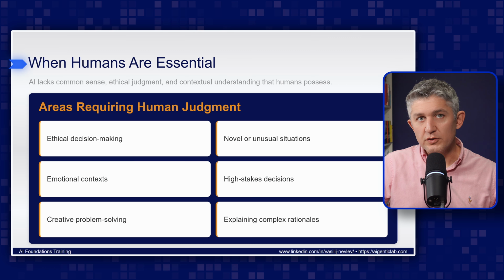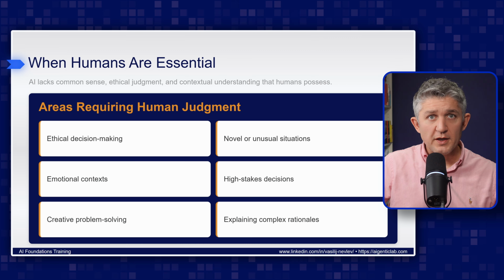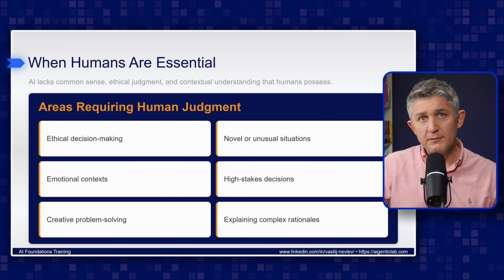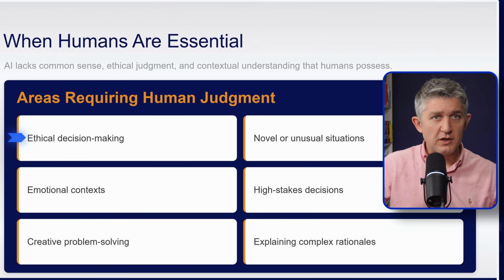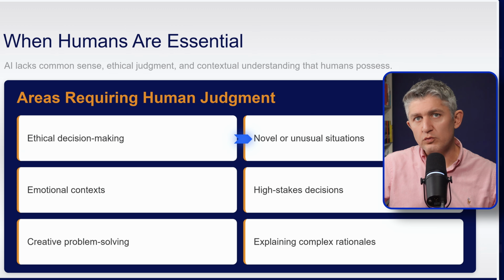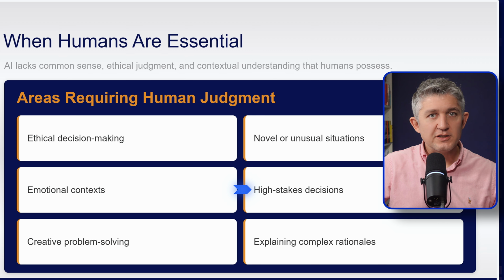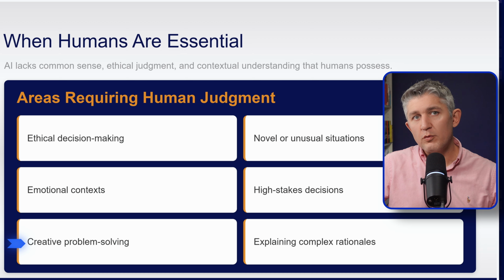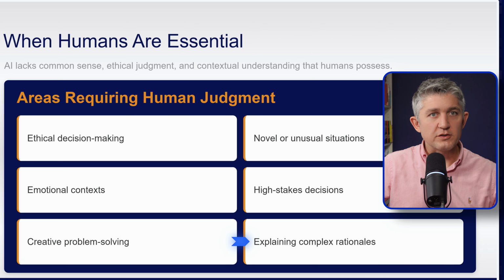Despite what we're hearing on the news, humans are still essential. There are moments only humans should decide, such as ethical decisions and value trade-offs, novel situations with no precedent, emotional context requiring empathy, high stakes or irreversible choices. Humans are essential for creative problem solving and explaining complex rationales. Use AI to inform, but keep humans accountable for the final decision.